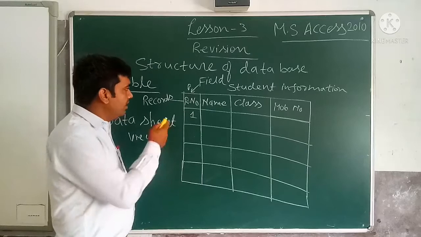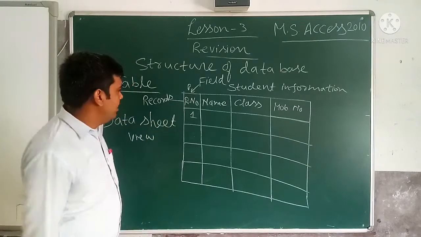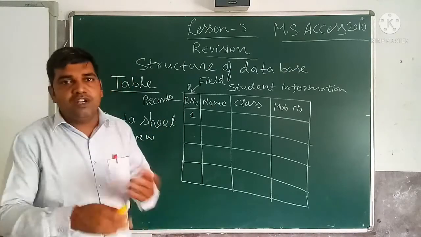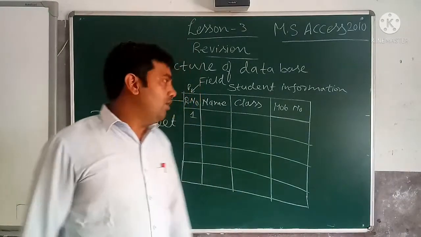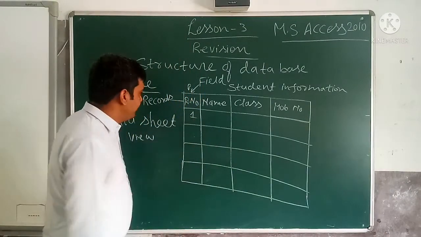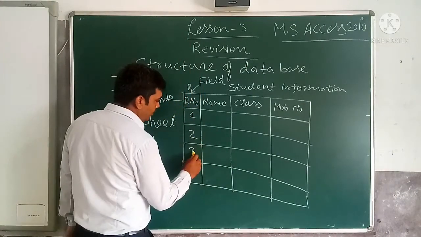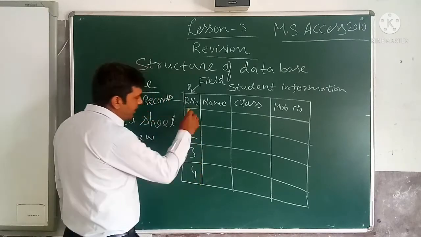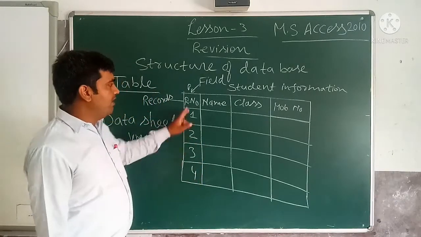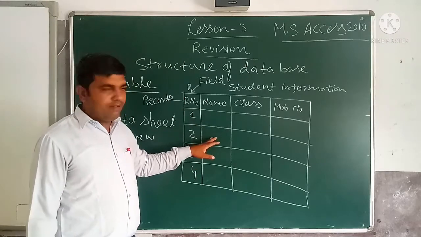Redundancy is not allowed in the RDBMS, the database. Redundancy means repeating of the record. Repeating of the data is not allowed if the field is primary. 1, 2, 3, 4. Like this, we can provide different unique values in the roll number field. The name can be the same, no problem here.